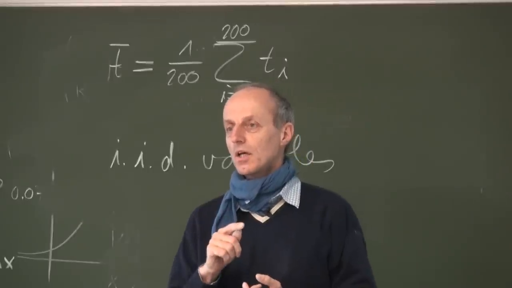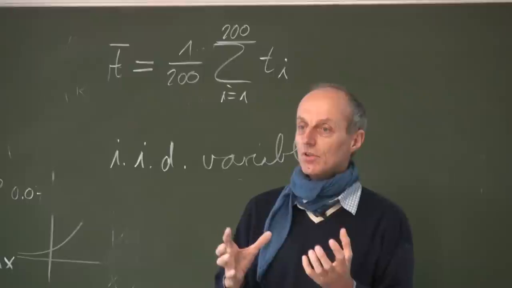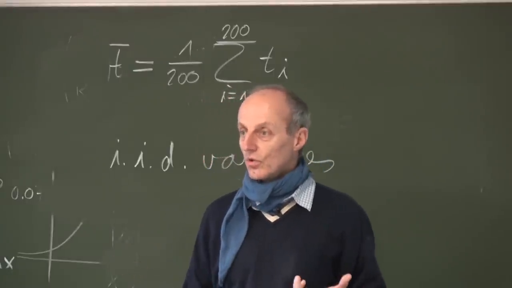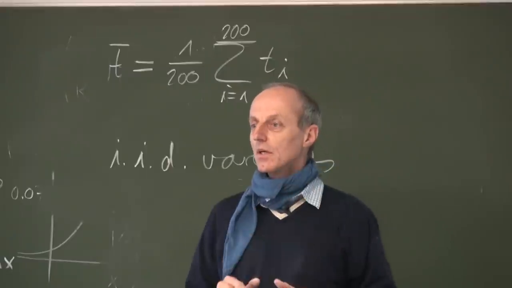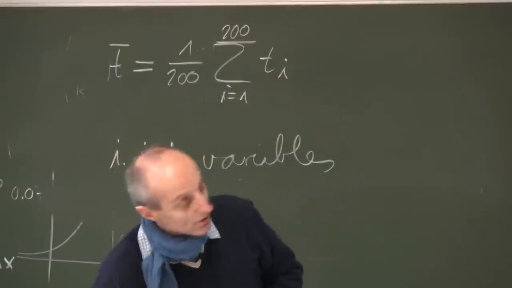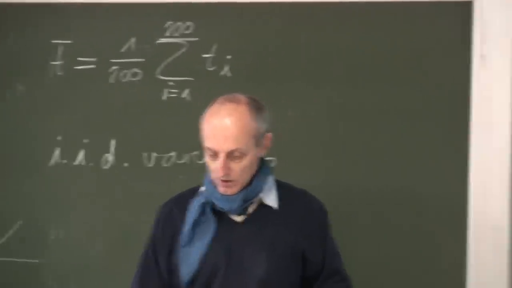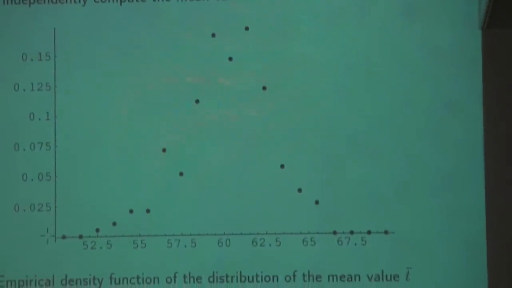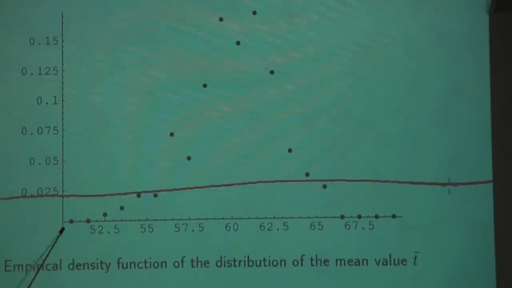But we are now talking about the distribution of the average. The average is a new random variable, and this new random variable is much more sharply peaked than my original random variable. The distribution of my original random variable would look something like this. It really goes from 0 to 120. Here we only have between 50 and 68.